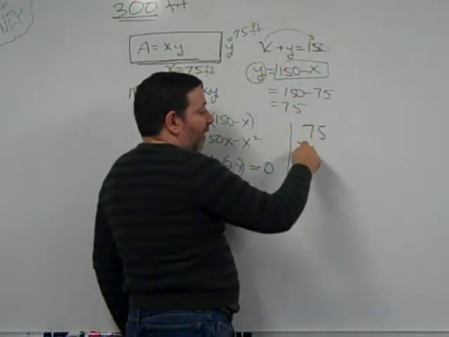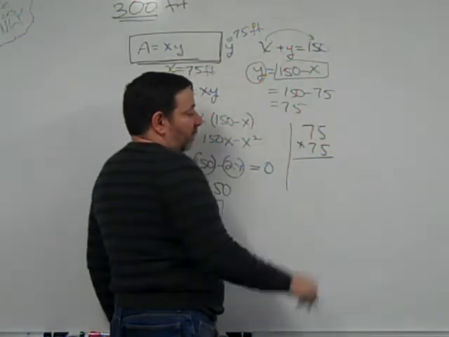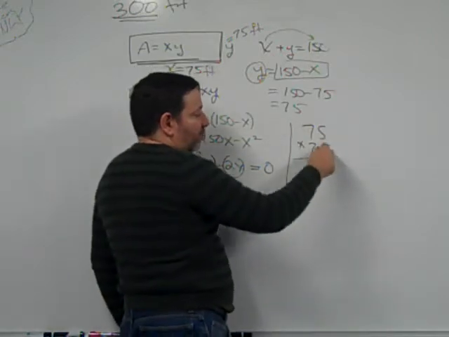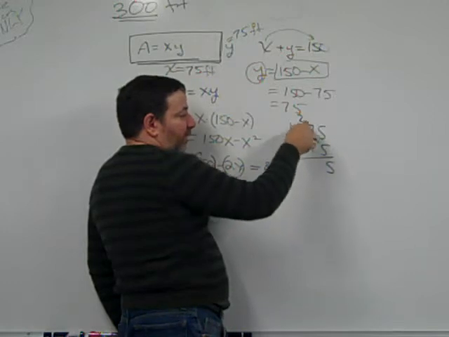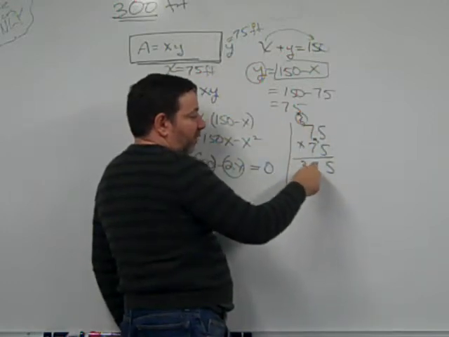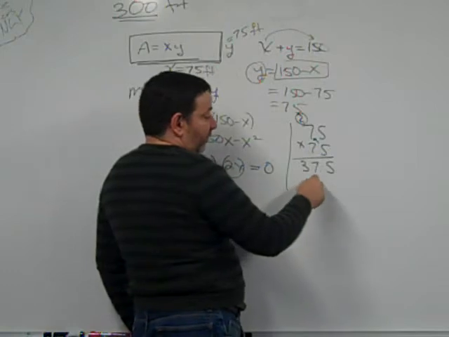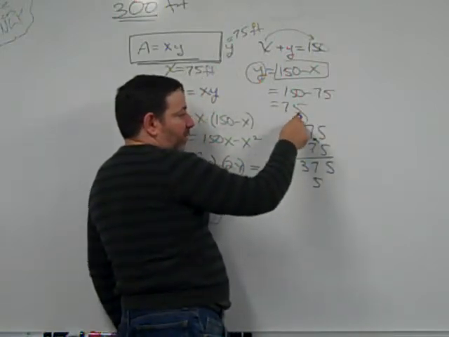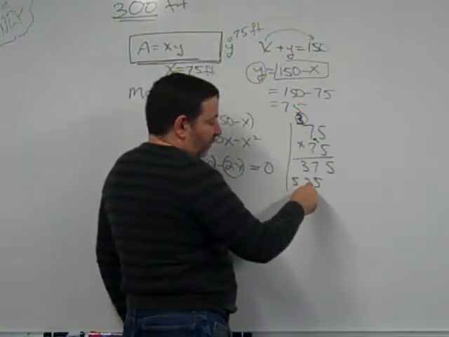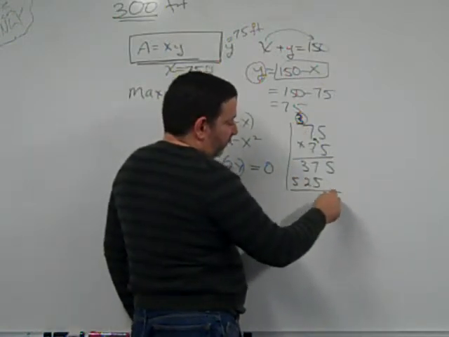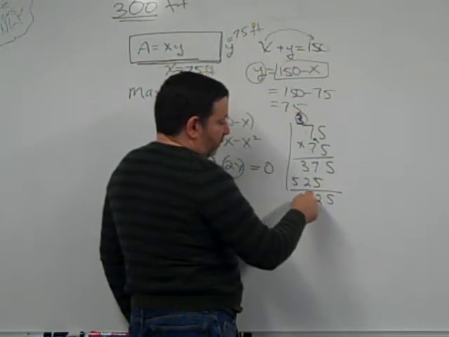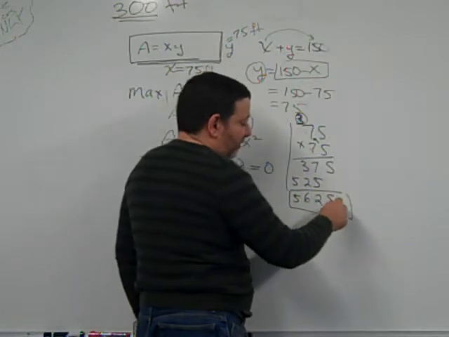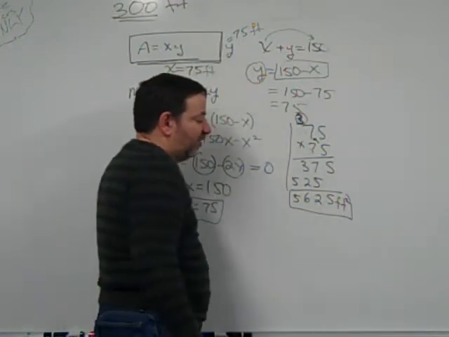What is 75 times 75? Well, 5 times 5 is 25. 7 times 5 is 35, plus 2 is 37. 7 times 7 is 49, plus 3 is 52. So it's 5, 6, 2, 5. I hope I said that right. 5625.